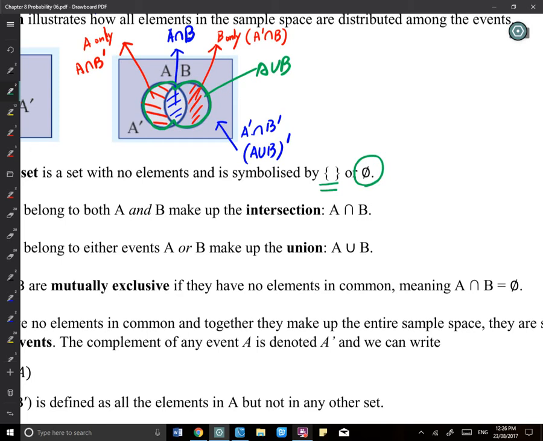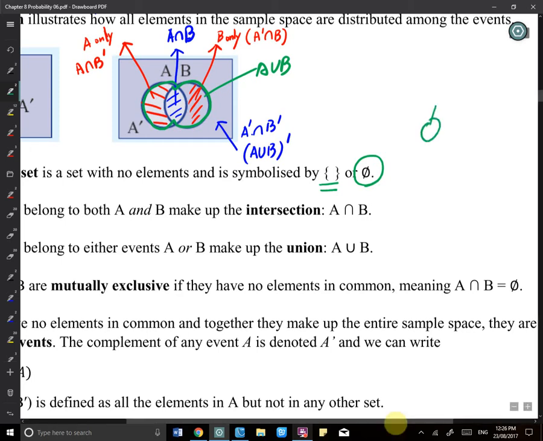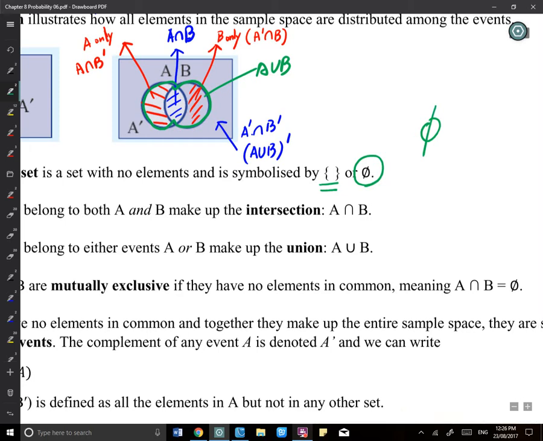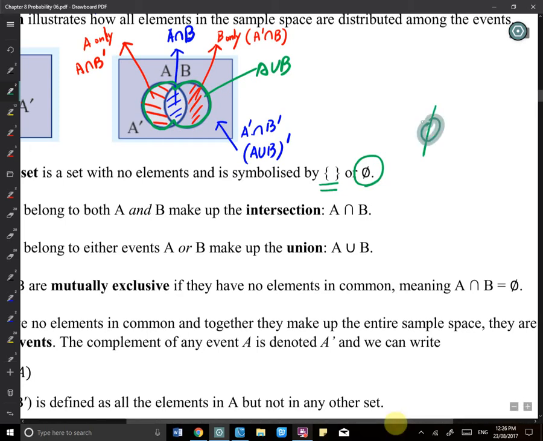In a set there's nothing, there's no element in the set. You can use that to represent an empty set, but no one really uses it. We all use this one. It looks nicer, it looks better. So it's called the empty set. Nothing in the set.